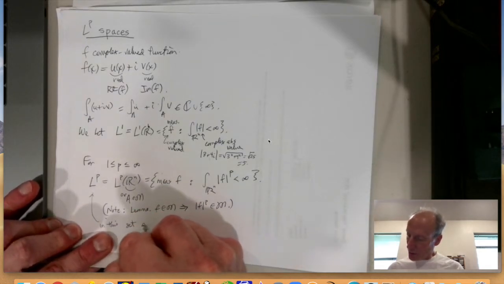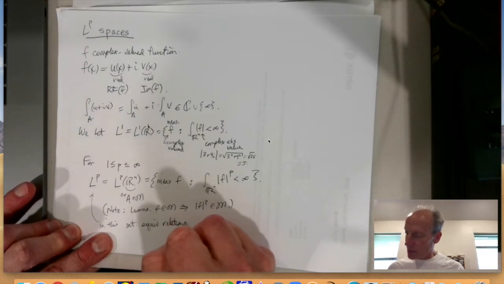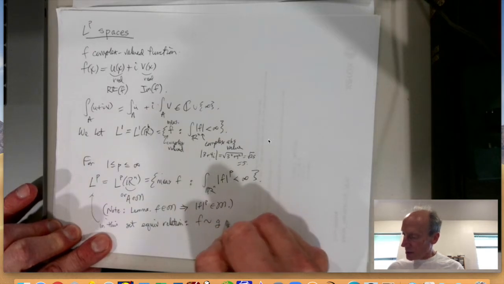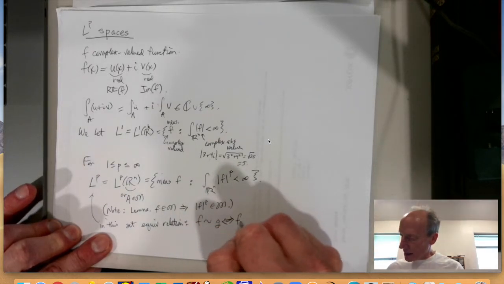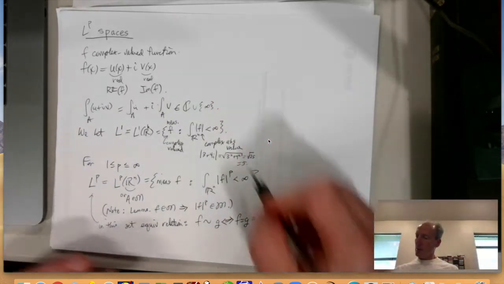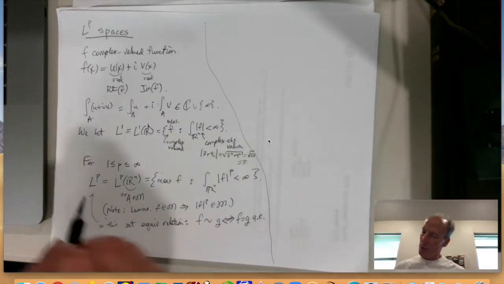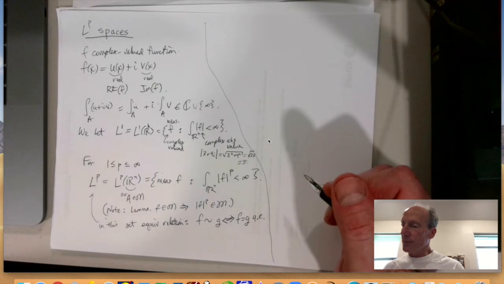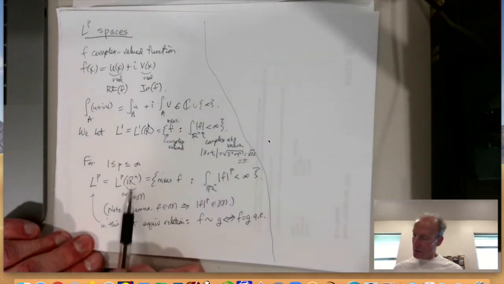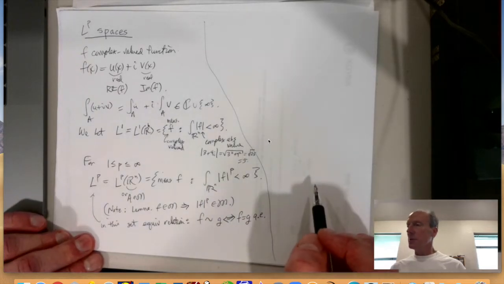Also, in this set, we use the equivalence relation, just like we have sometimes done before. f is equivalent to g if and only if f equals g almost everywhere. So outside a set of measure 0, if two functions are equal, then we call them equivalent. And if I change that to a different set A, I would just put an A there, but otherwise it would be the same.